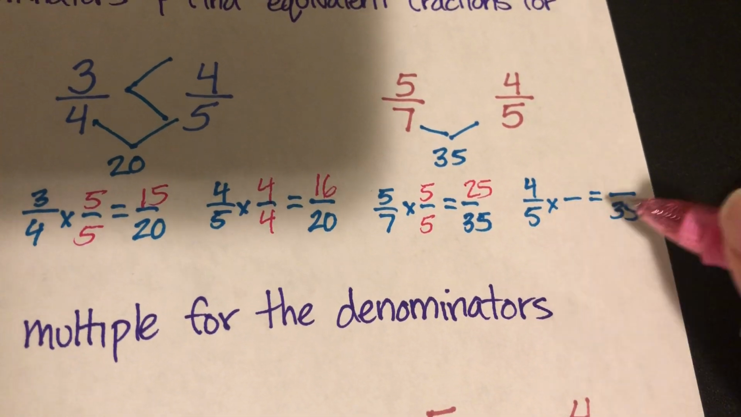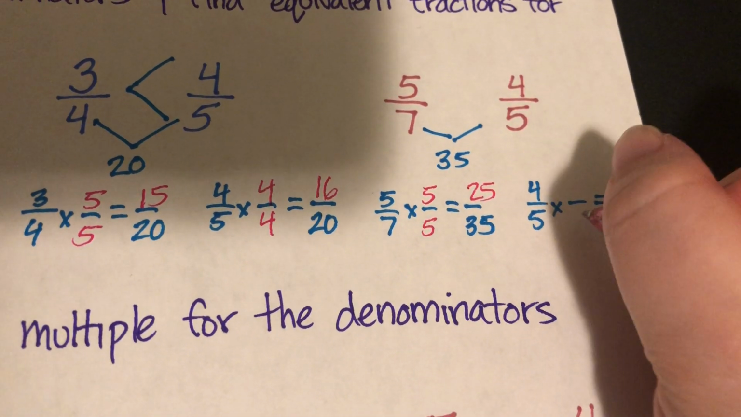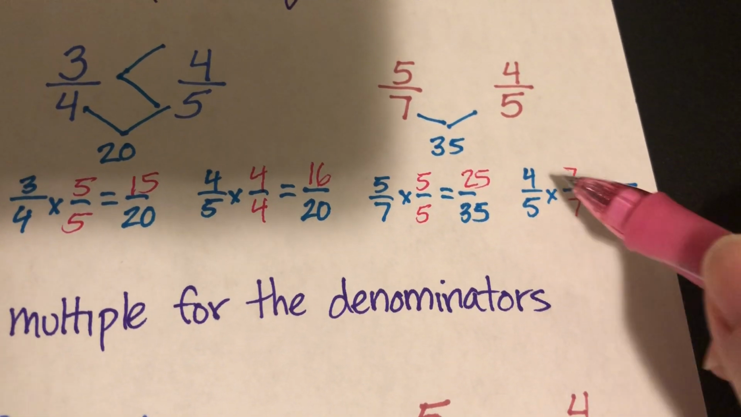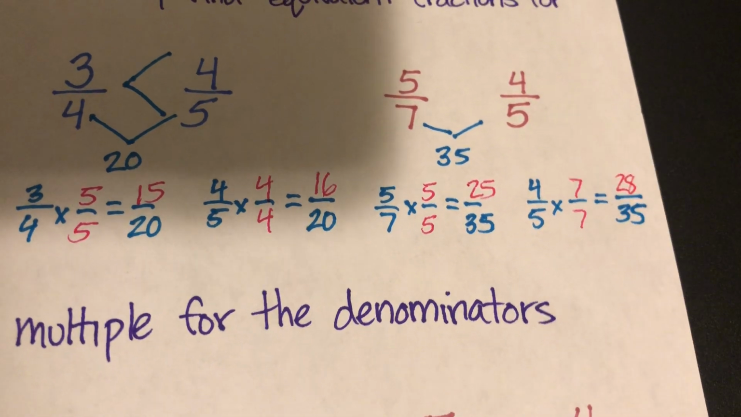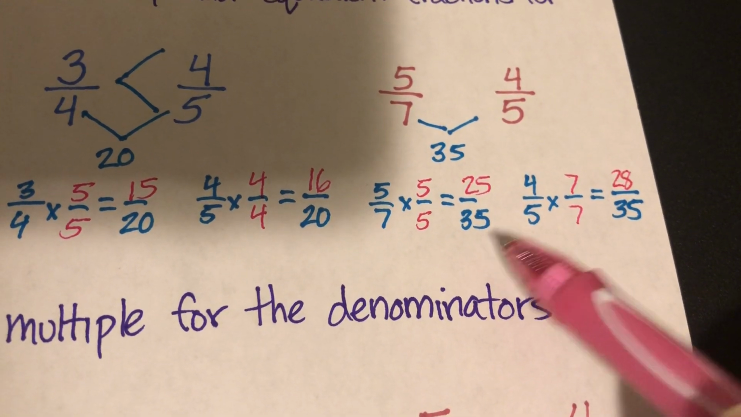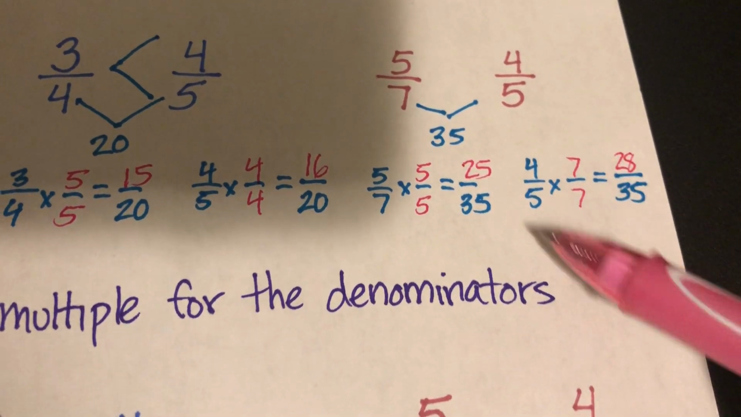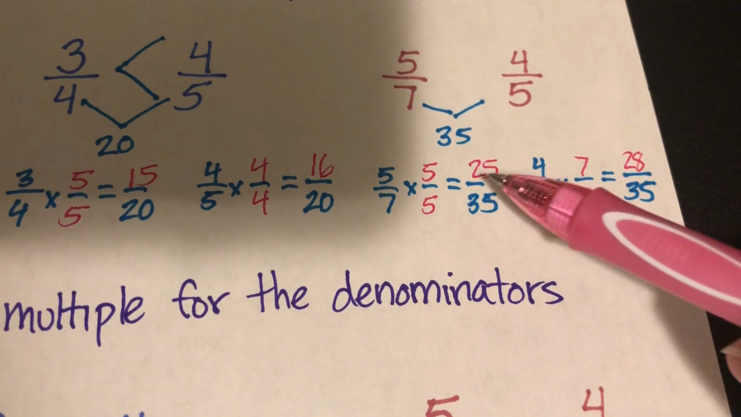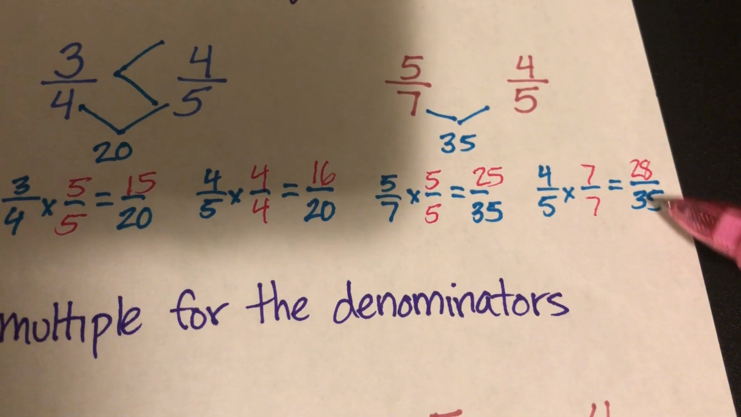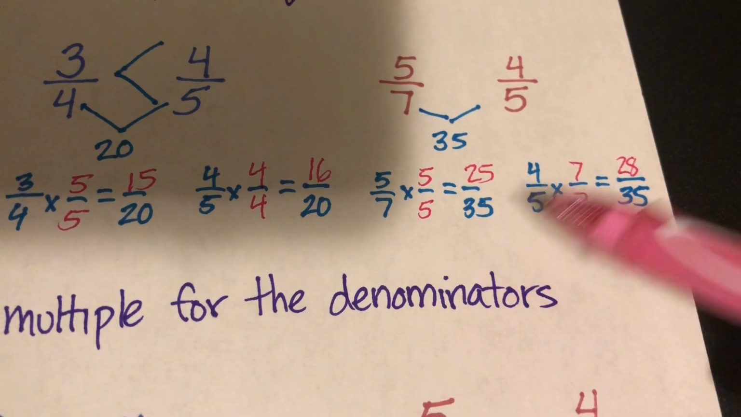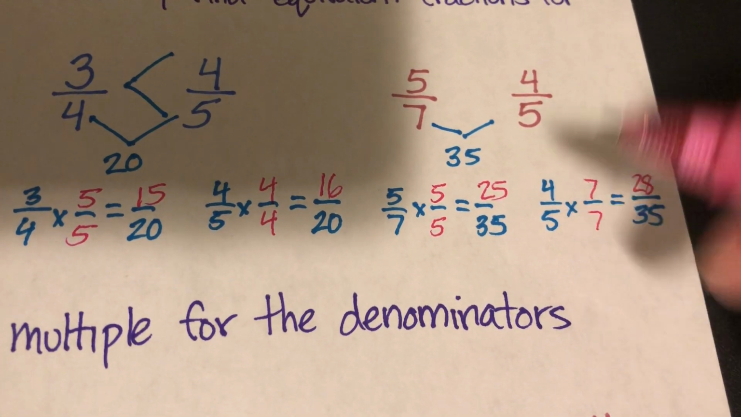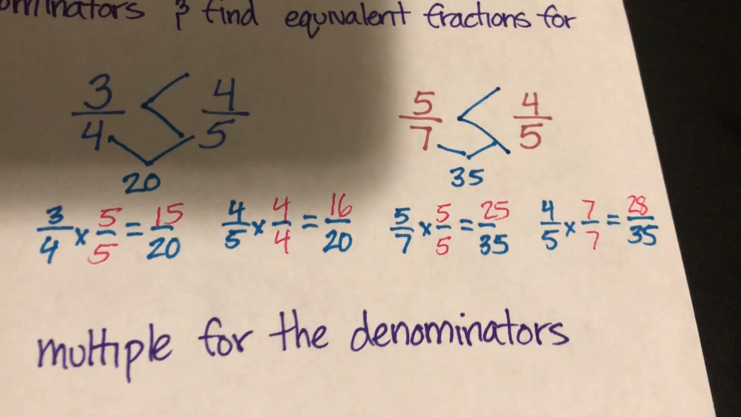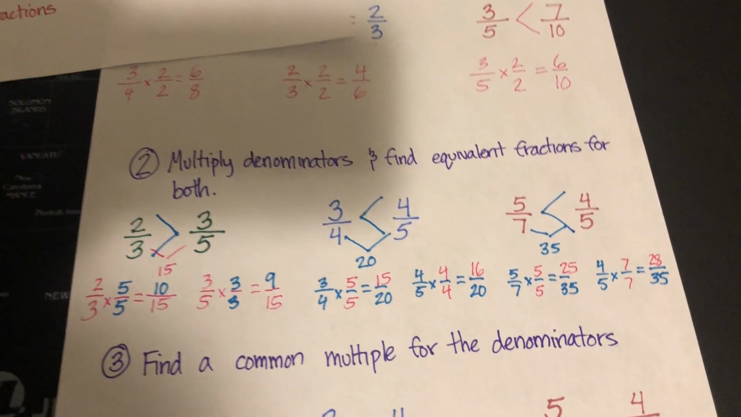4/5. Okay, 5 times what gives me 35? That would be 5 times 7. So our fraction of 1 is 7/7. 4 times 7 is 28. So I'm comparing 25/35 and 28/35. It's pretty close. But if you have these two fractions, if you're comparing them, 28/35 is bigger than 25/35. So 28/35 is equivalent to 4/5. So 4/5 is my greater fraction. And that is rule number 2.